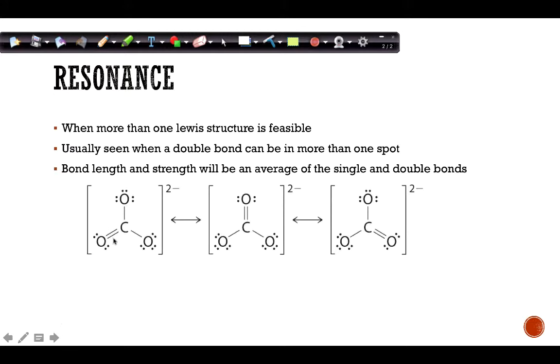So carbonate has resonance. I can put the double bond here, here, or here. And because of that, my bond length is not going to be that of, I have 2 single bonds, so the length of a CO single bond and then the length of a CO double bond, it's not going to work that way. It will be an average, something between a double and a single bond. So it's not going to be as long as a single or as short as a double. It'll be somewhere in between that.